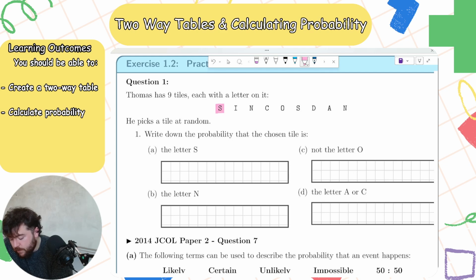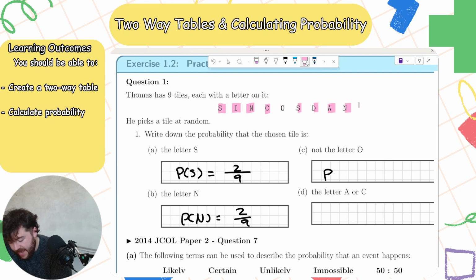So we want the letter S. We have 2 tiles with the letter S. So the probability of getting S is equal to 2 over 9. Next one, we want the probability of getting an N. Again, we only have 2 outcomes with an N, so the probability of getting an N is 2 over 9. Probability of not getting the letter O: counting the tiles that aren't O, it's 8, so not O is 8 over 9.